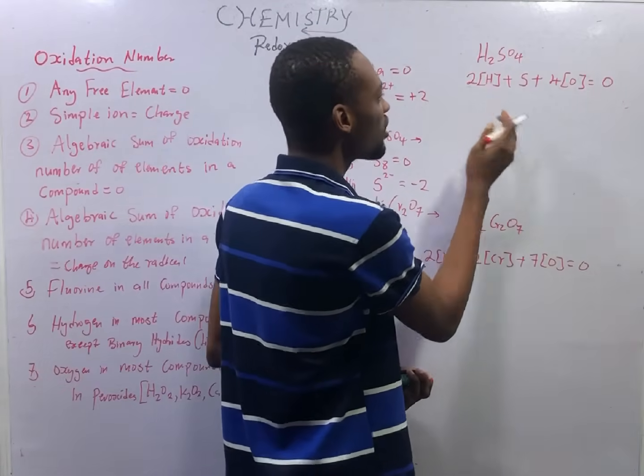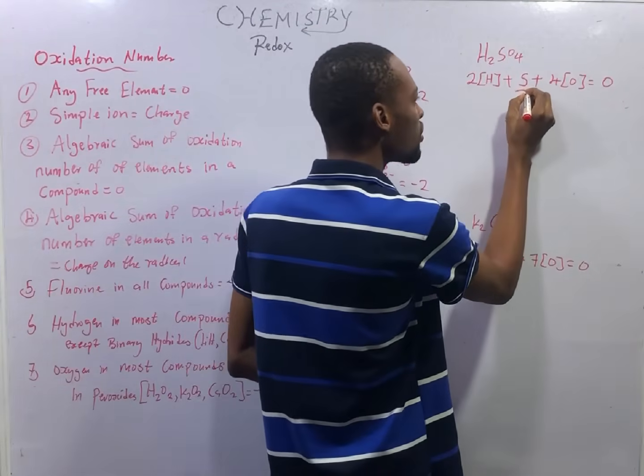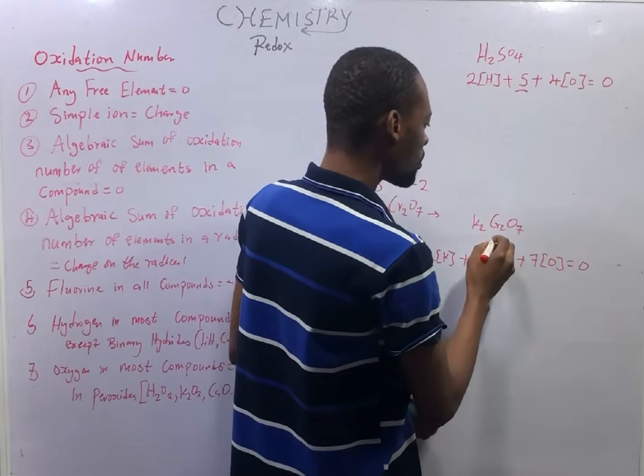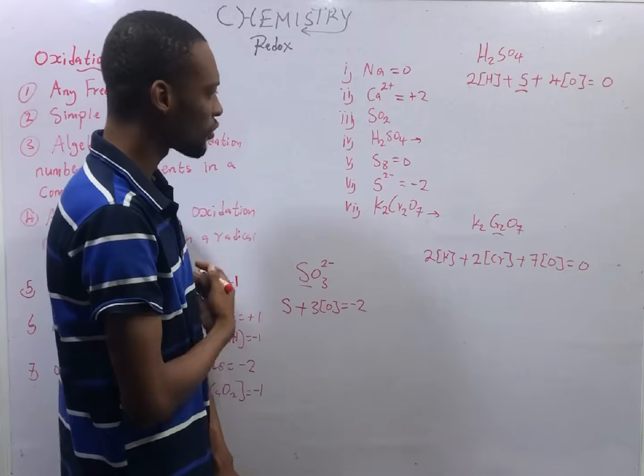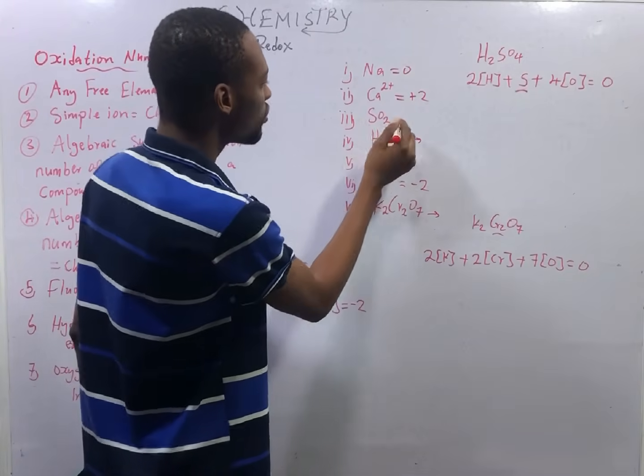From here, we are looking for the oxidation number of sulfur. Here, we are looking for the oxidation number of chromium. Here, we are looking for the oxidation number of sulfur. Let's start with this simple compound.